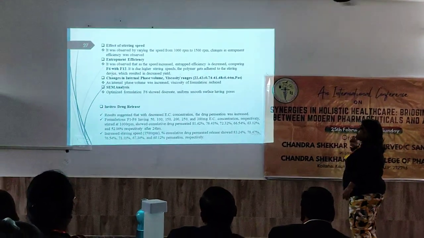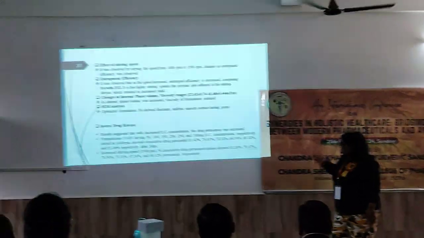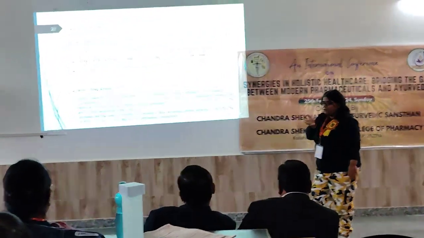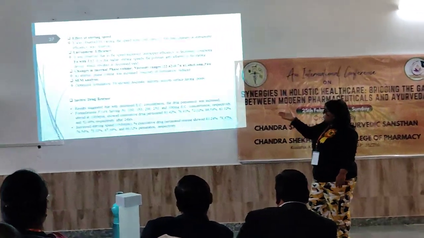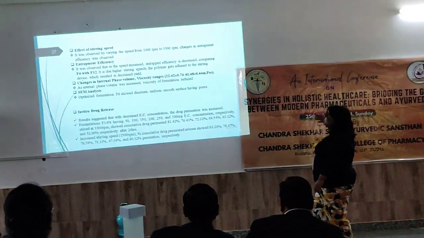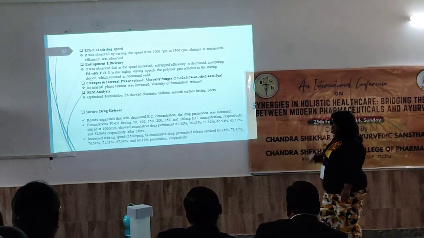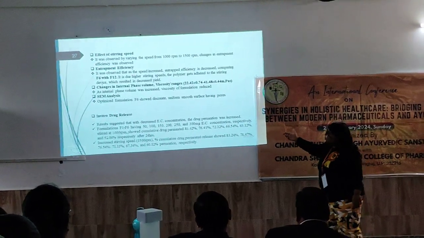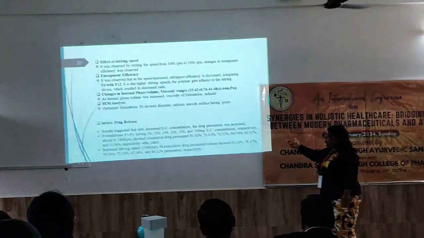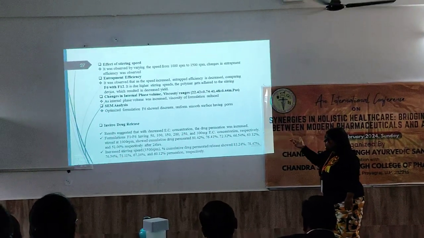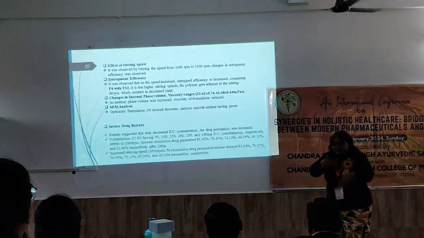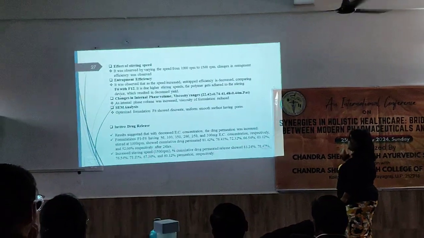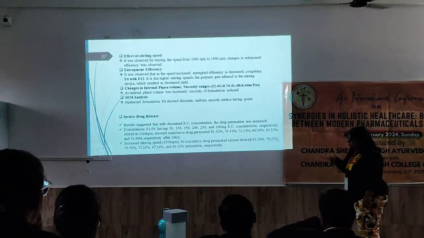Then we have gone for the in vitro drug release. My results suggested that with a decrease in the polymer concentration, the drug release increases. When we move from formulation F1 to F6, that is moving from polymer concentration of 50 to 300 mg, with a stirring speed of 1000 rpm, it showed cumulative drug release of 76.41% and 71% respectively after 24 hours. But when we increase the stirring speed from 1000 rpm to 1500 rpm, the percentage cumulative drug release showed different values respectively.